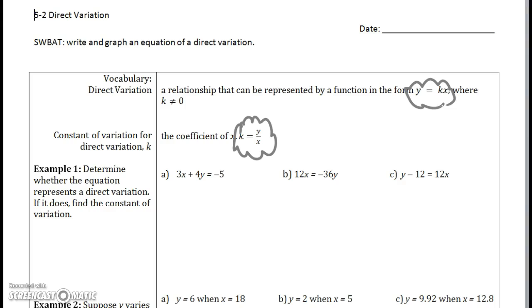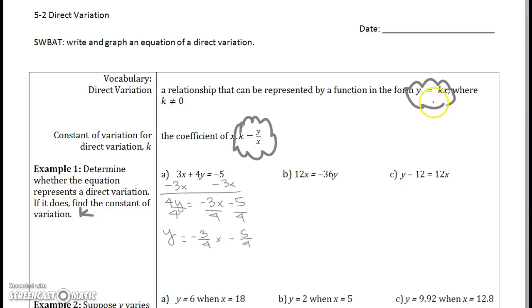Okay, example number 1. Determine whether the equation represents a direct variation equation. If it does, find the constant of variation, which we call k. In order for it to be a direct variation equation, it has to be of the form y equals kx. So the first thing I want to do is get y by itself. Let's subtract 3x and subtract 3x, and I have 4y is equal to negative 3x minus 5. y is not alone, and I do need it to be, so I'm going to divide everything by 4. And I have y is equal to negative 3 over 4x minus 5 over 4.